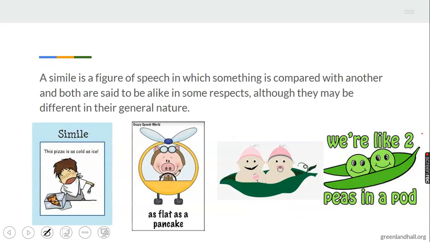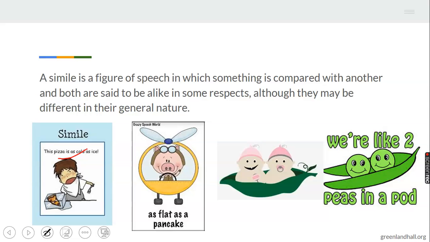Okay, now a simile is a figure of speech again in which something is compared with another and both are said to be alike in some respect. They are not really the same, but because they have similar qualities, we say they are alike in some respect, although they may be different in their general nature. Look at this. This pizza is as cold as ice, like I mentioned earlier. You know, pizza is not ice. But when they are comparing the two, it means the pizza is cold. Okay? It doesn't mean that it is cold as ice, but it means that it is not what it should be. Is that taken? As flat as a pancake.